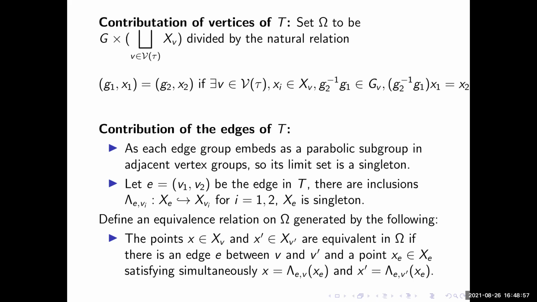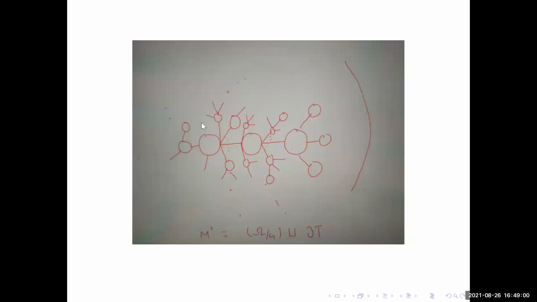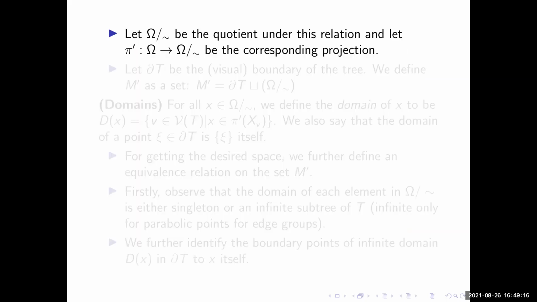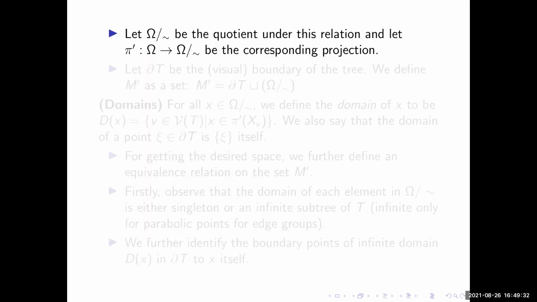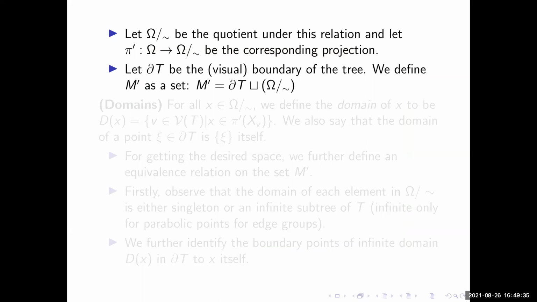So then we have a picture that looks something like this. Here the circles denote the vertex spaces, the compacta, and we are gluing along these parabolic points. So we will have a picture something like that. And we are also adding this omega mod tilde to the boundary of the Bass-Serre tree. So let ∂T be the visual boundary of the Bass-Serre tree. Then we define this M prime as a set, the disjoint union of this ∂T and omega mod tilde. So this space will look like something like this. But this is not our candidate set.